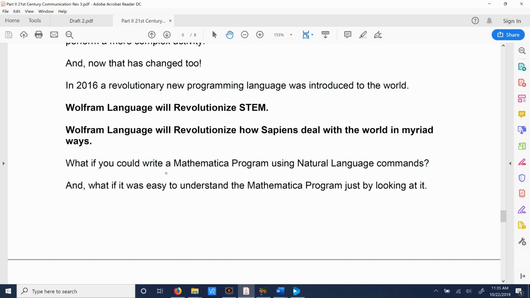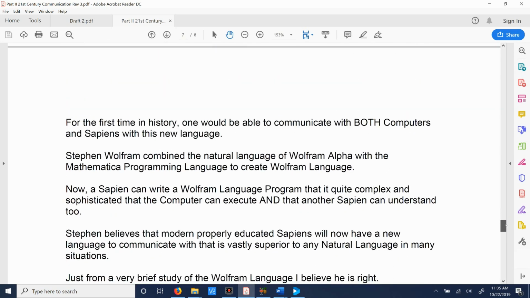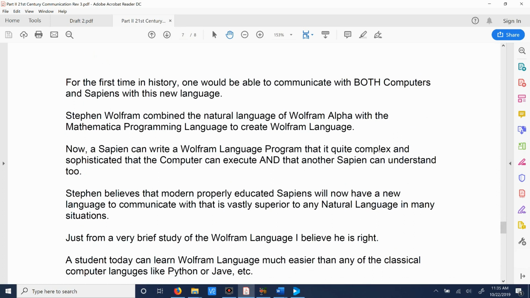What if you could write a really sophisticated mathematical program but use natural language commands? And what if you could understand a mathematical program written in Wolfram language just by looking at it? Not even having a computer act, you could see what it was going to do. Well, this is the first time in human history that you can communicate with both computers and other sapiens with this new language. Now, this is hard to get your mind around. This is a new world.